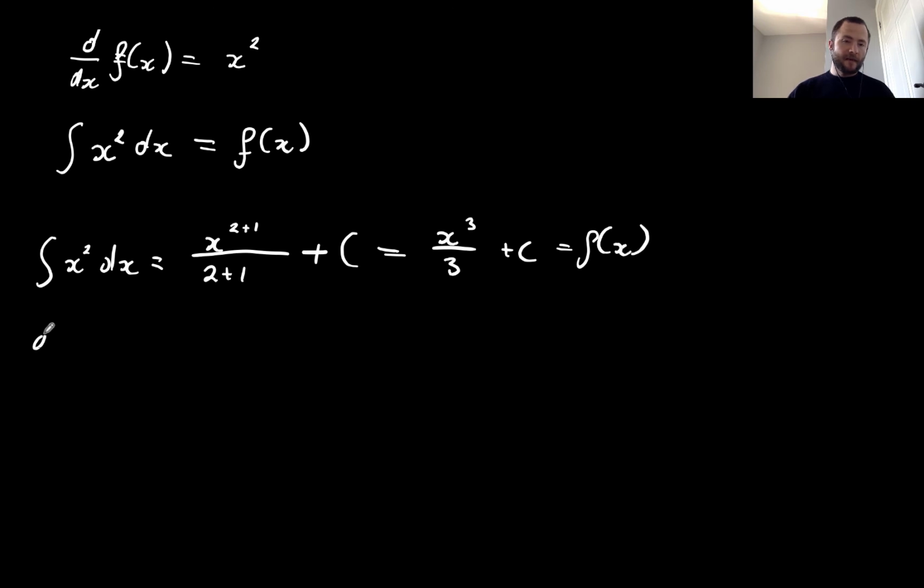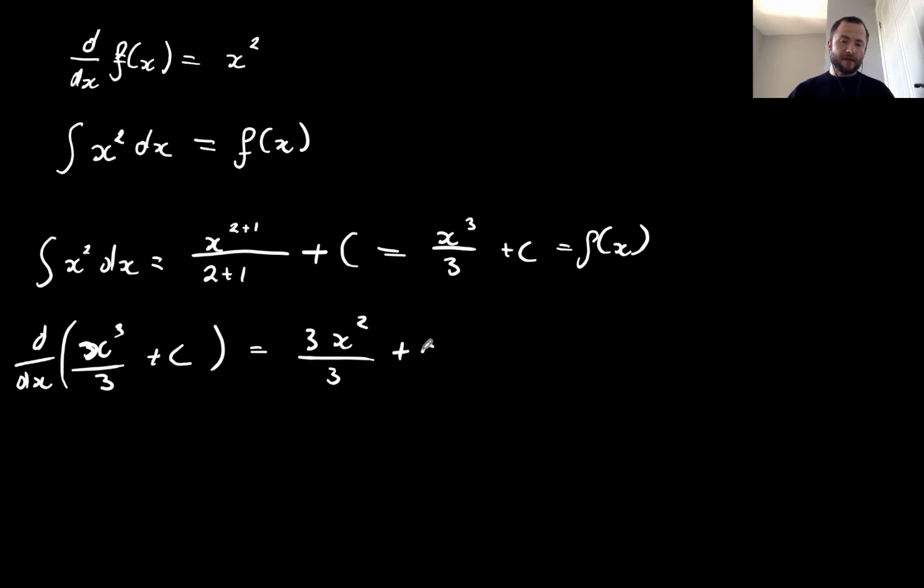Now let's see what happens if I differentiate x cubed over 3. If I differentiate this function, that will be equal to 3x squared over 3 plus 0, because the derivative of a constant is always 0, and that will simply be equal to x squared. And that's exactly where I started. So integration is a process of finding the answer to a question: what do I need to differentiate to get a given function?